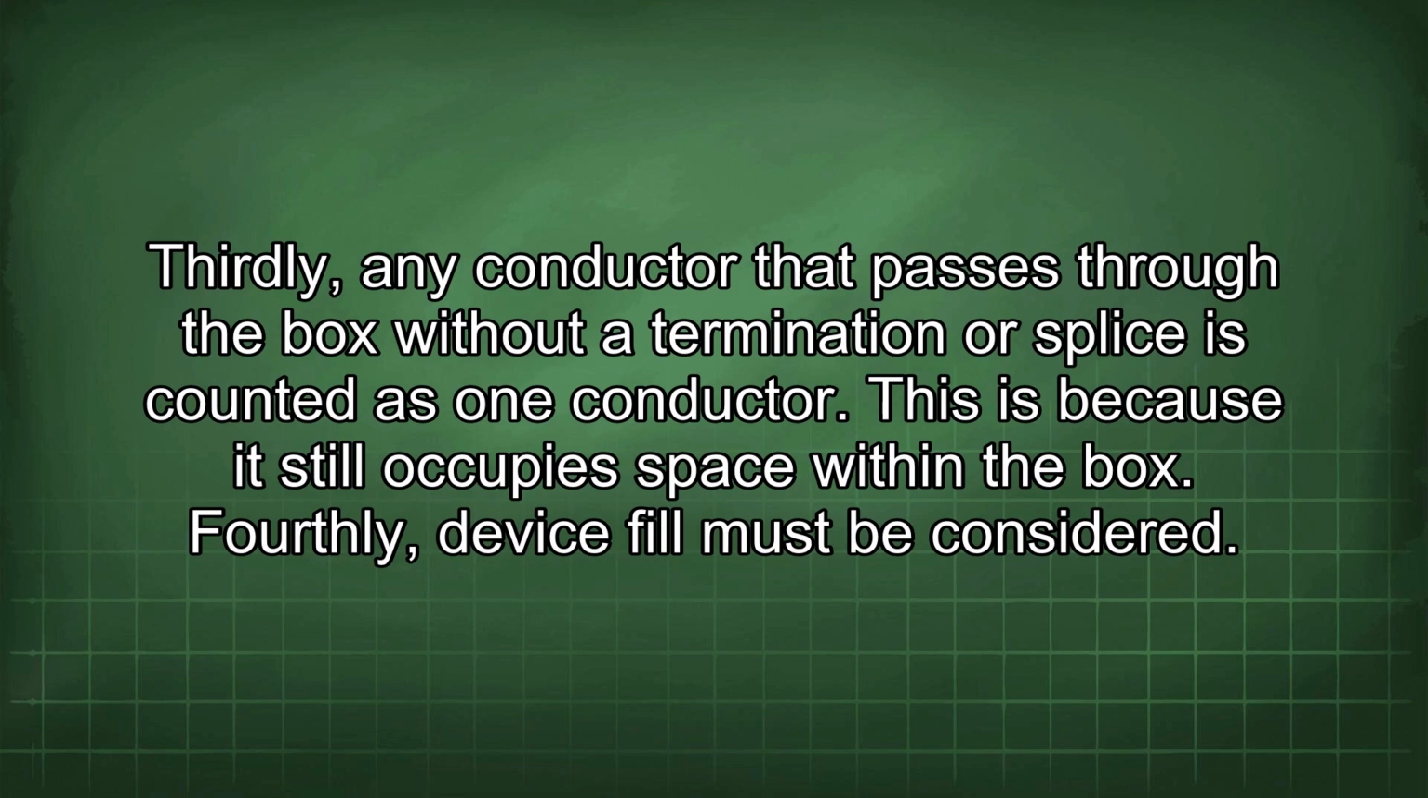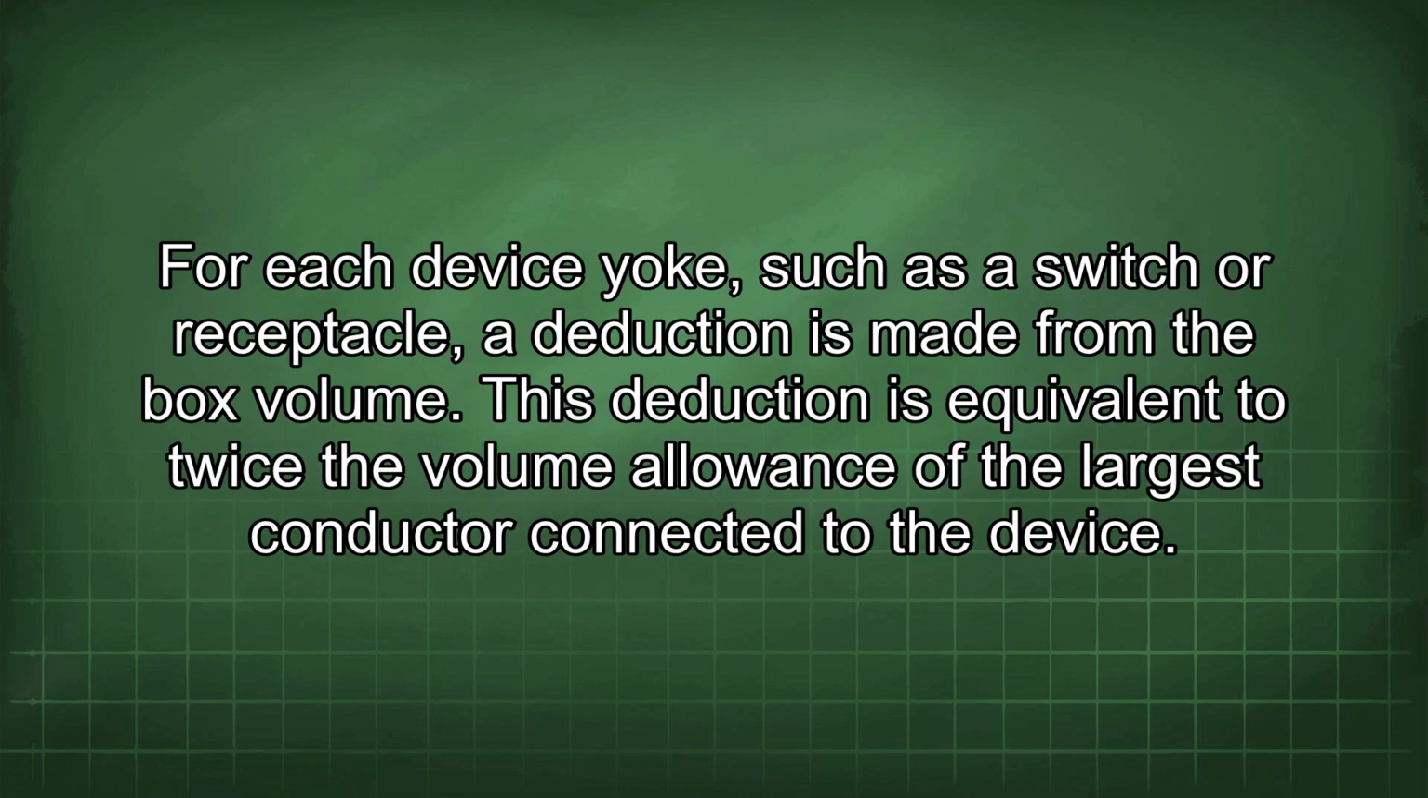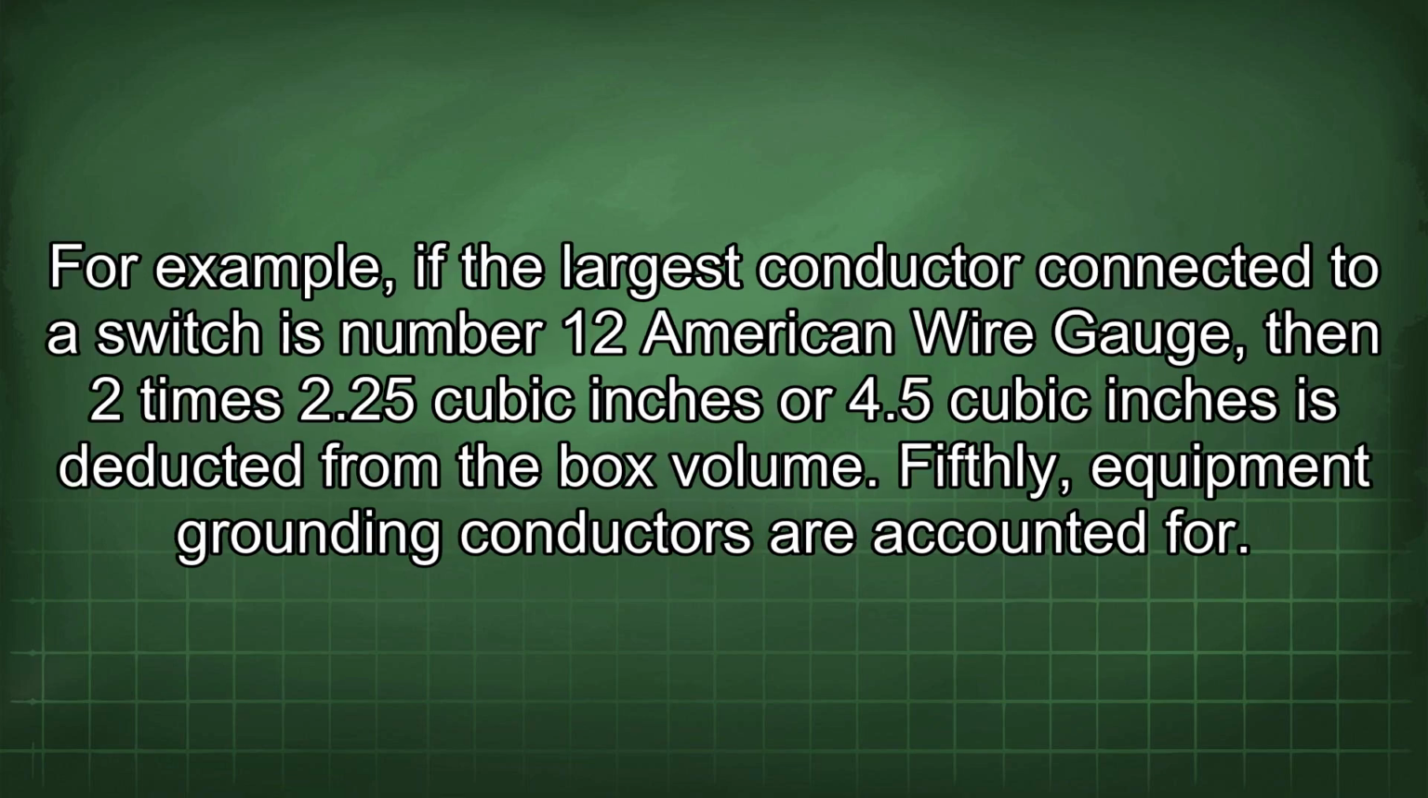Fourthly, device fill must be considered. For each device yoke, such as a switch or receptacle, a deduction is made from the box volume. This deduction is equivalent to twice the volume allowance of the largest conductor connected to the device. For example, if the largest conductor connected to a switch is number 12 American wire gauge, then 2 times 2.25 cubic inches, or 4.5 cubic inches, is deducted from the box volume.